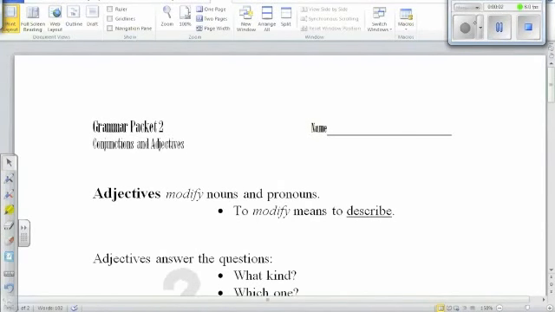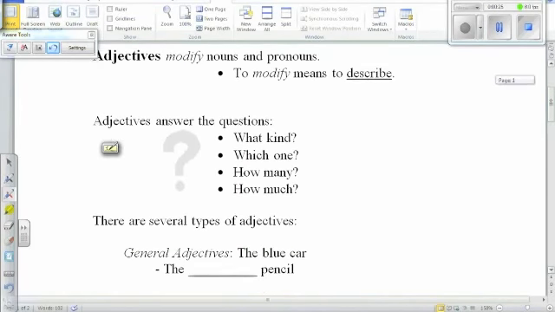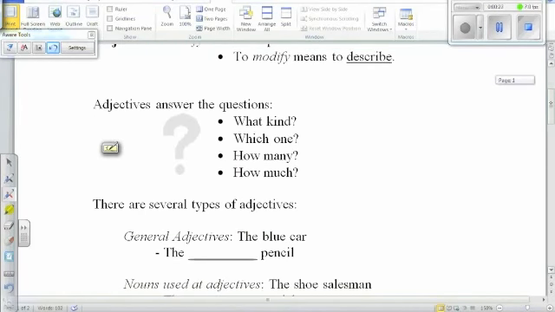In this packet, we'll be introducing adjectives. Now, if you look at the definition, it says adjectives modify nouns and pronouns. And word-wise, you may have learned that modify means to make better, which is correct. This is a second definition of modify, which means to describe. So in grammar, we're going to be talking about the definition where adjectives describe nouns.